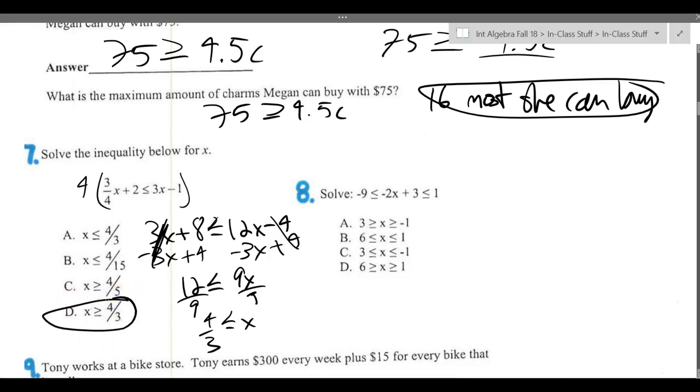Now, I've had some conversation with students who get worried about the inequality being flipped here, but it still means the same thing. X is greater than or equal to 4/3. It's the same as 4/3 is less than or equal to X. So it doesn't really matter which way the inequality is going, as long as it's going to the right symbols. Now this is what's called a compound inequality.